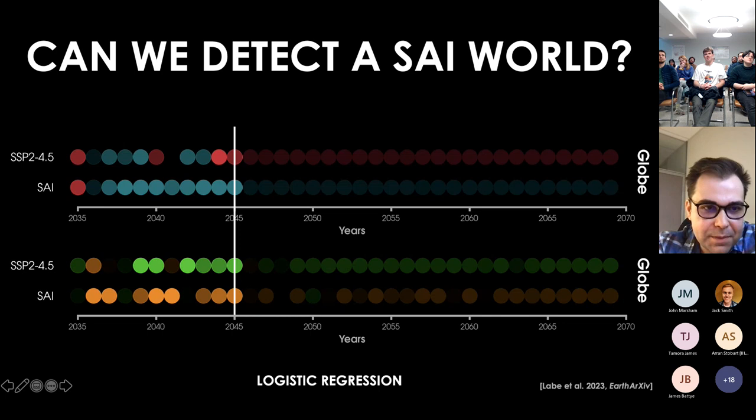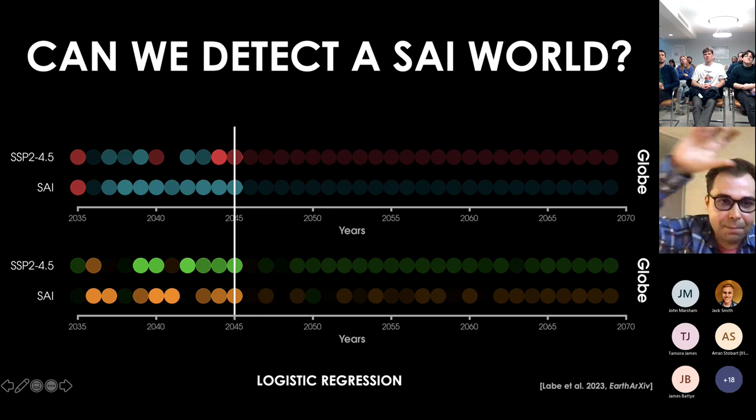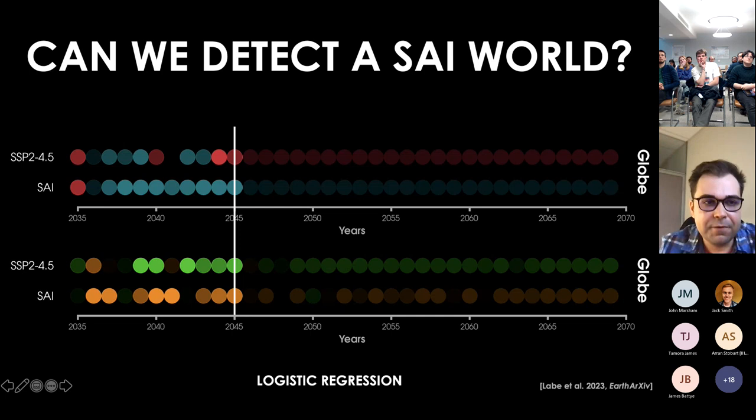So how to read these sorts of diagrams I've come up with is that the top row, the top sets of dots, if it's a red dot, that means it's predicting that it's coming from SSP 245. It means it's getting it right. And then for the bottom row of the temperature pair, if it's blue, that's coming from the stratospheric aerosol injection. So the top one is the temperature set, the bottom set is for precipitation.